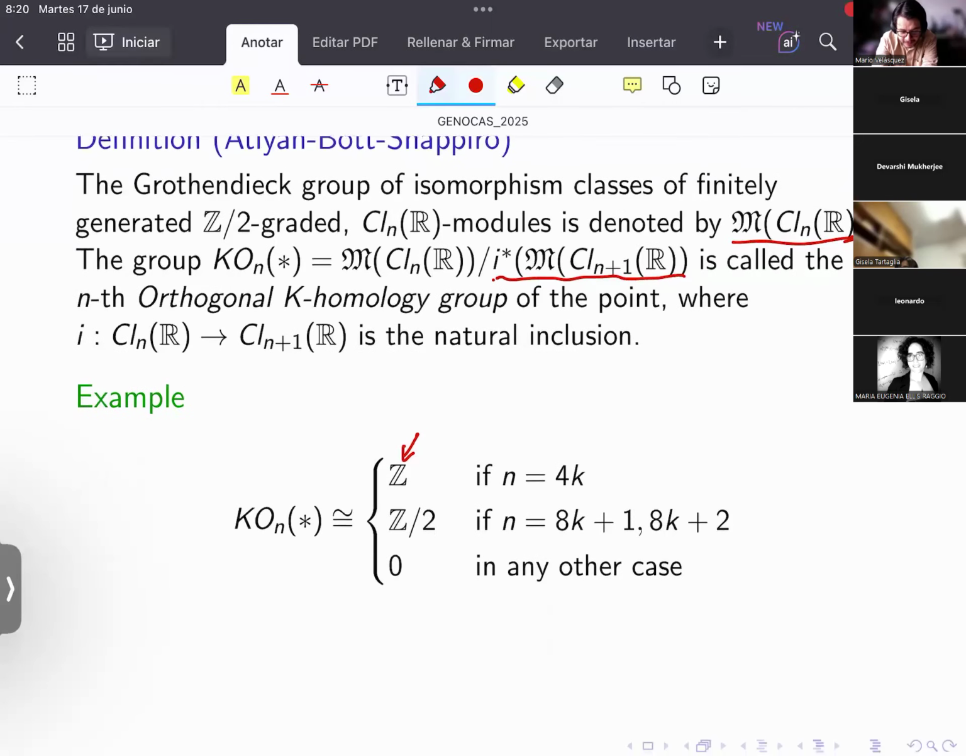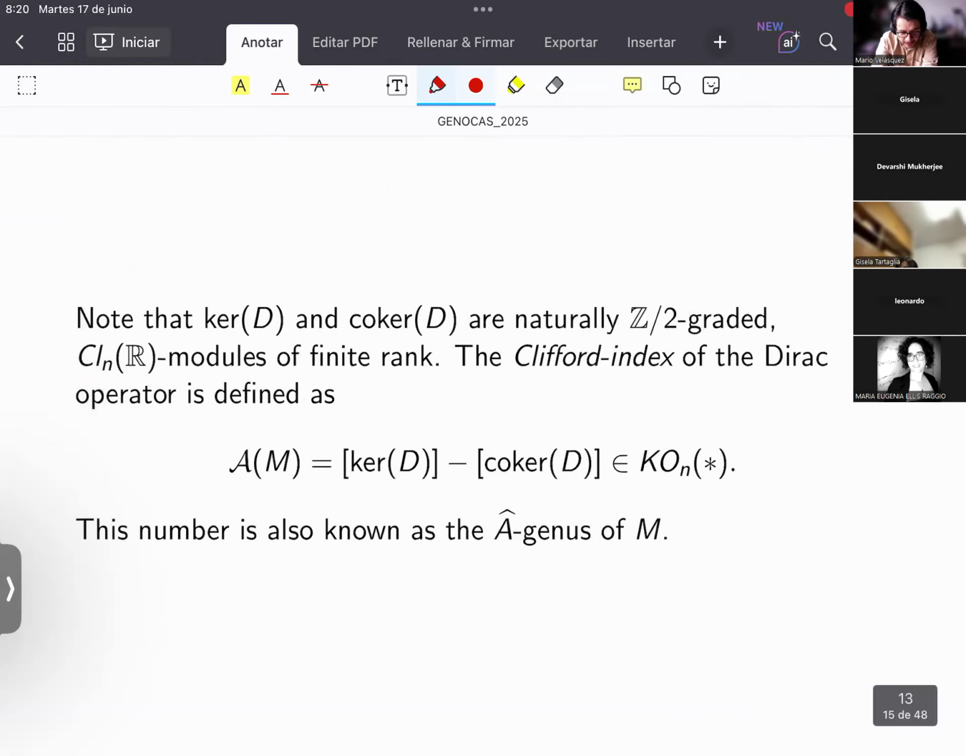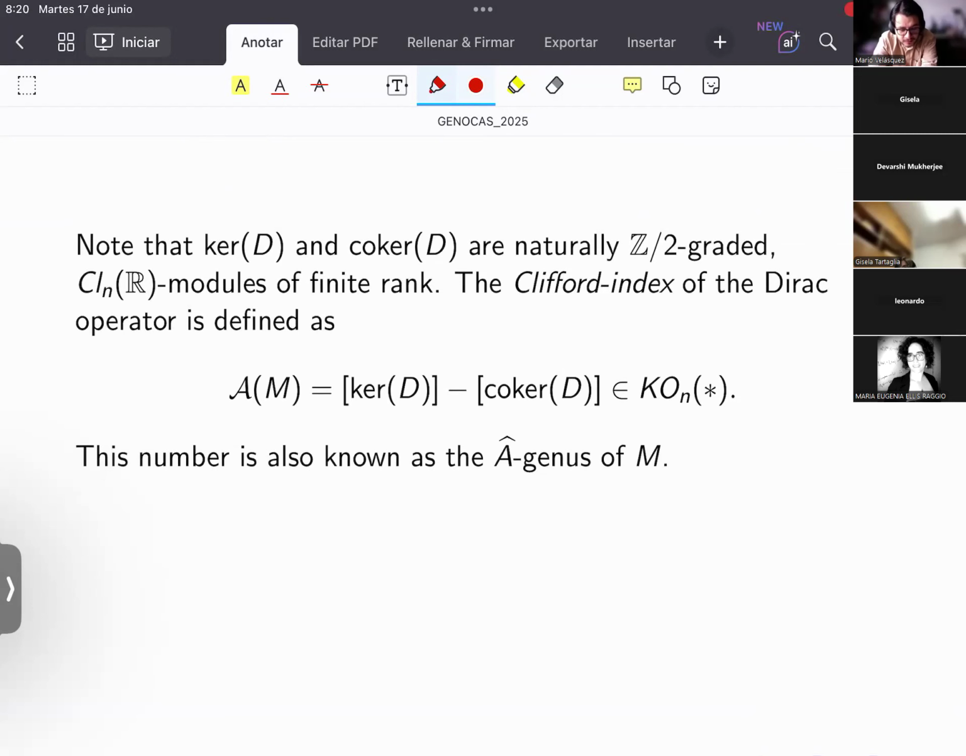But let me generalize the definition of the index. In general, we have that the kernel of D plus and the co-kernel of D plus are naturally modules over the Clifford algebra Cl_n, Z2-graded modules of finite rank. Then we could define the Clifford index of the Dirac operator for manifolds of any dimension as just the difference of the isomorphism classes of the kernel and the co-kernel.